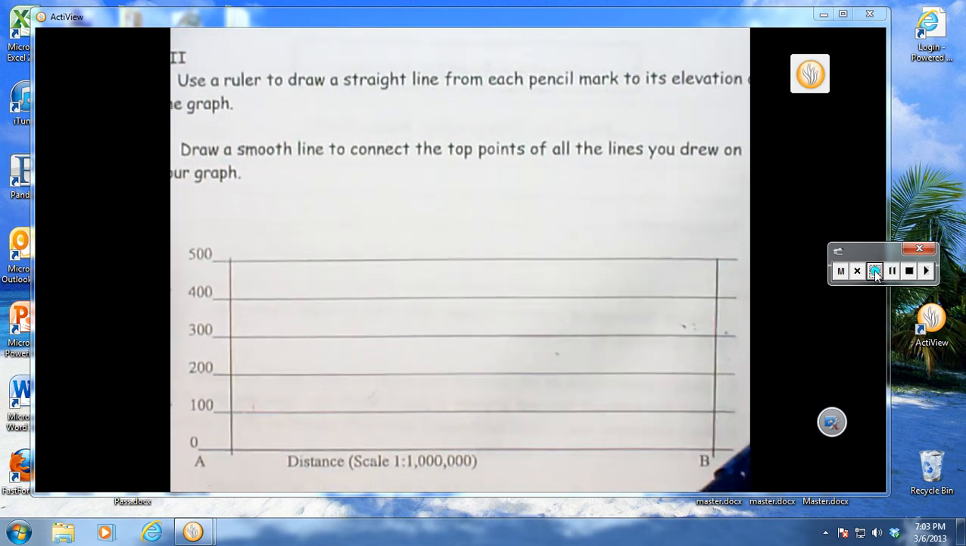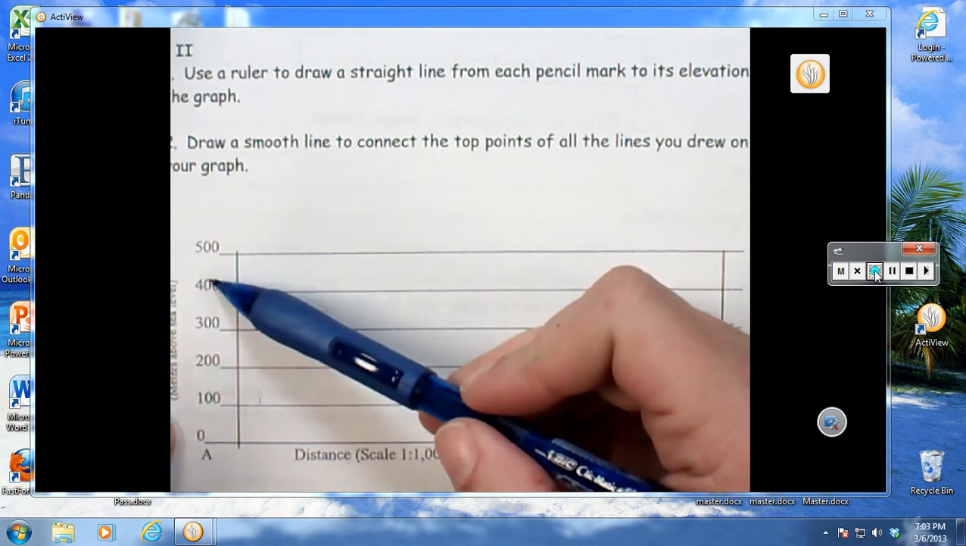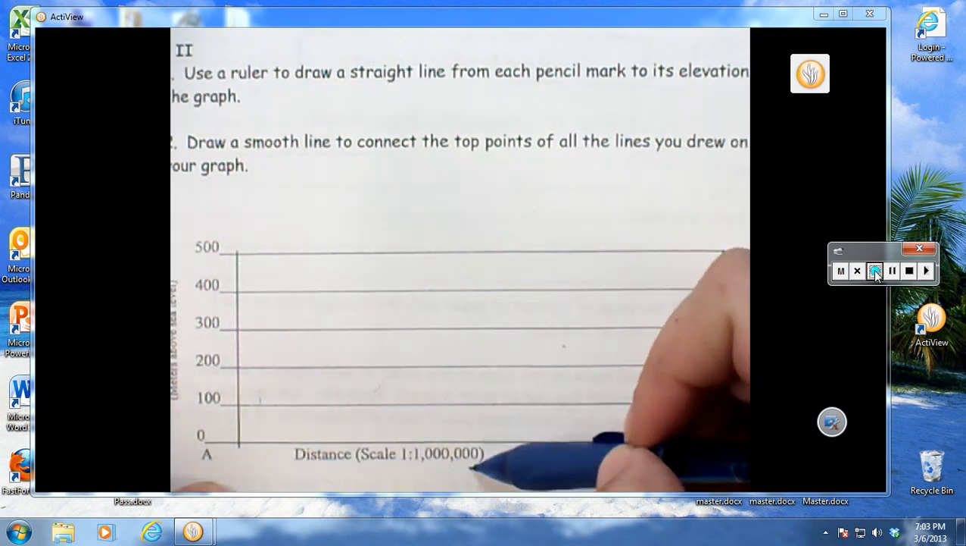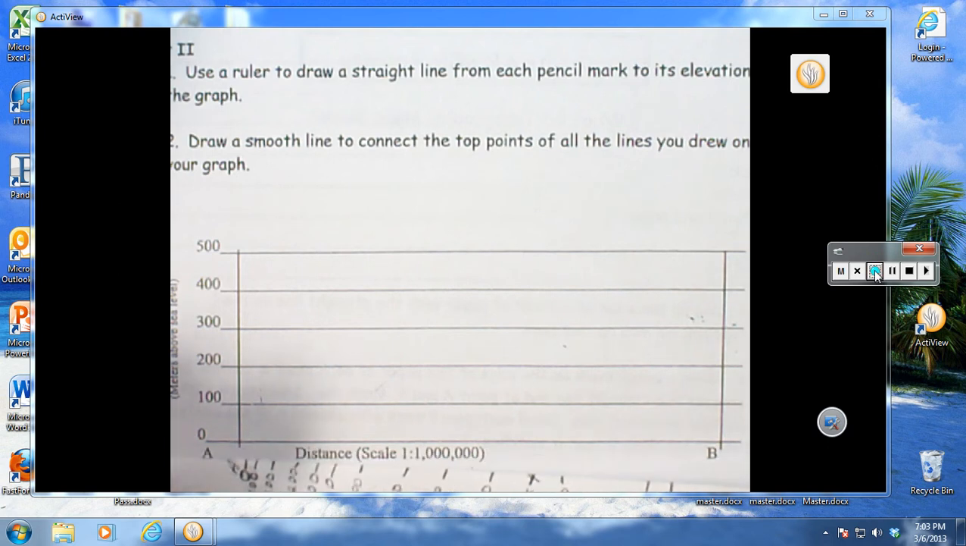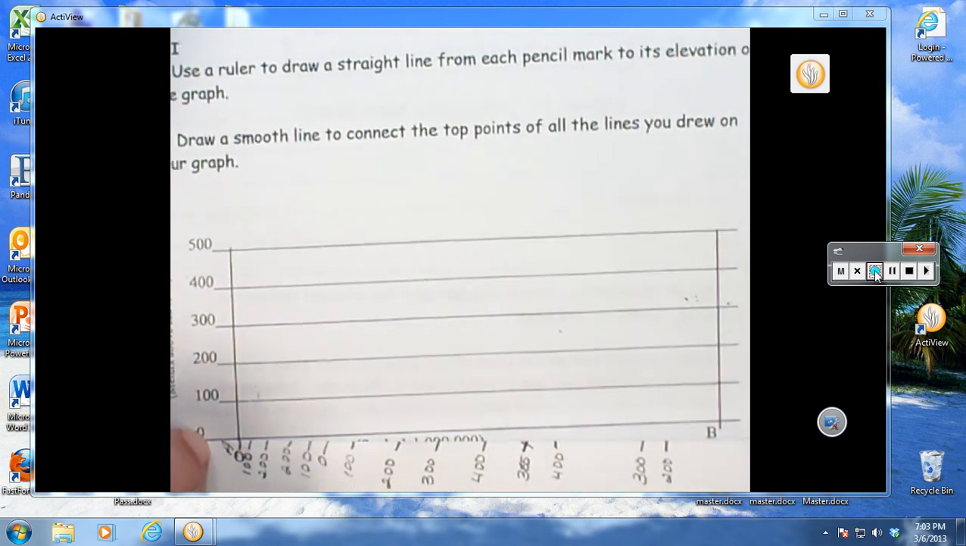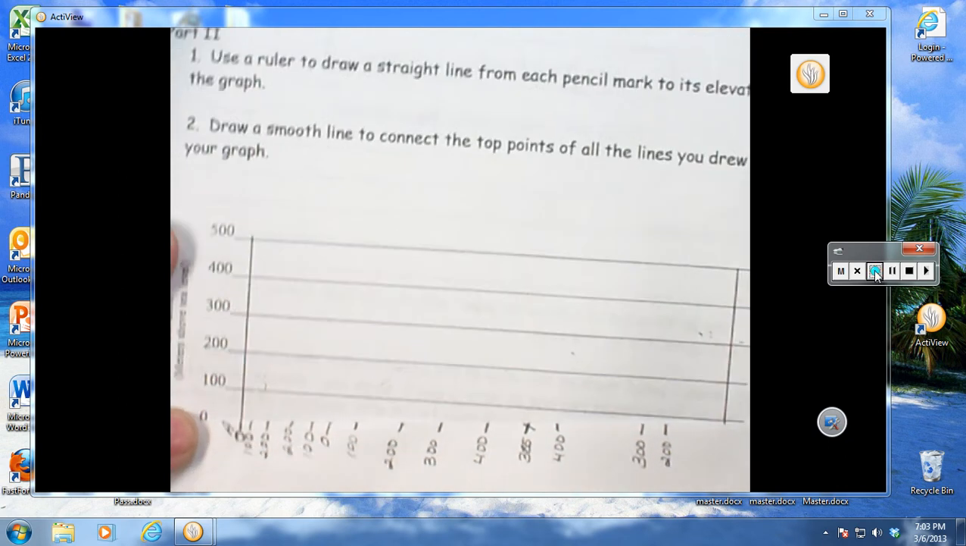So this is part 1. Notice you've got your elevation on that y-axis, you have your distance on the x-axis, you have your points A, point B. Part 2, step number 1 says use a ruler to draw a straight line from each pencil mark to its elevation on the graph. So line your paper up. You want to line the 0 up right at 0.